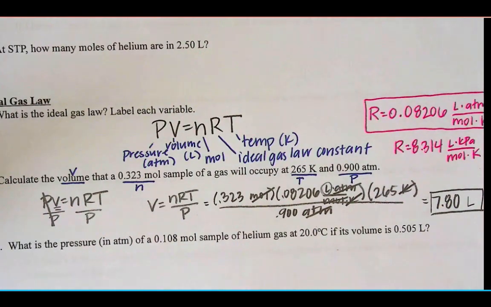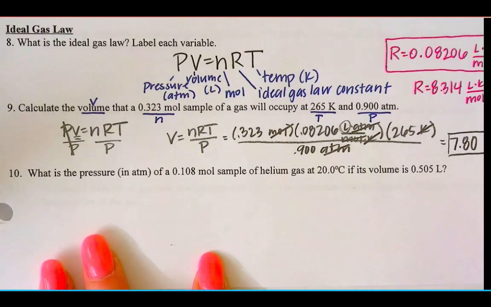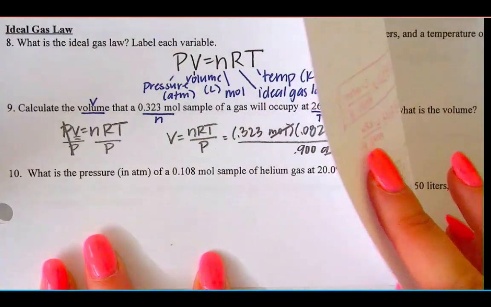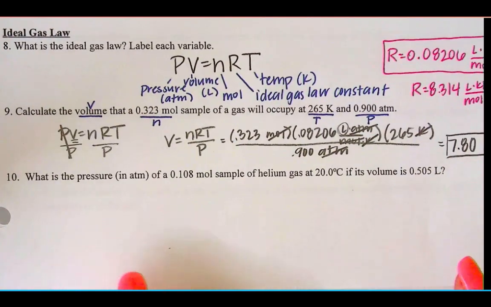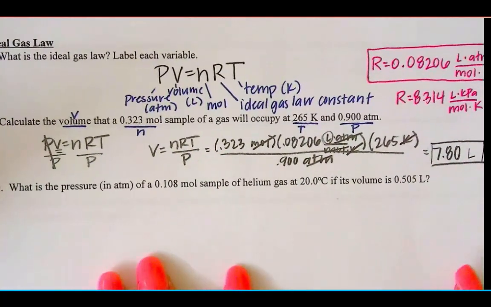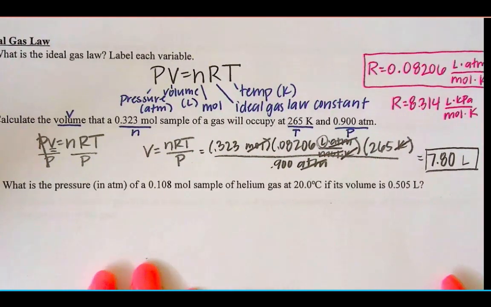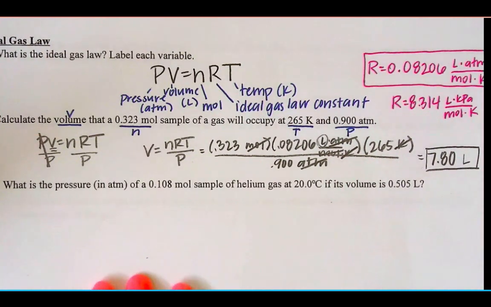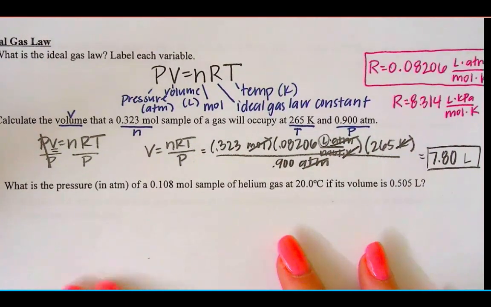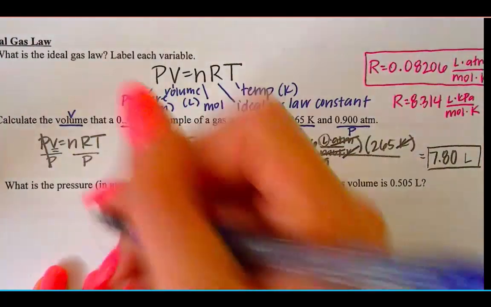So the last question, I want you to see if you can try number 10. What is the pressure in ATM of a 0.10 mole sample of helium gas at 20 degrees Celsius if its volume is 0.505 liters? Pay attention. First thing you should always look at are all of your units for your different variables. So see if you can convert whatever needs to be converted, and solve for pressure.